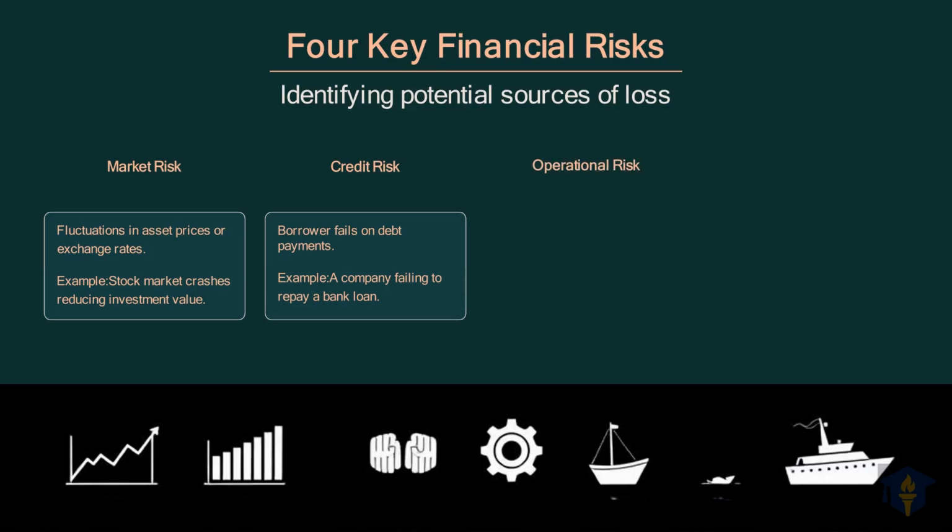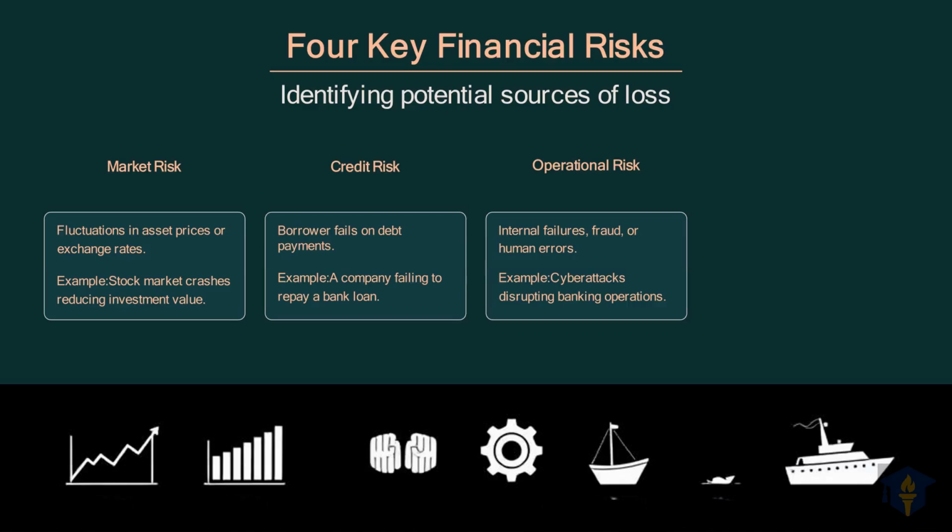Third, we have operational risk, stemming from internal failures, fraud, or human errors within an organization. This includes issues like system breakdowns, employee misconduct, or mistakes in daily operations. Think about cyber attacks disrupting a bank's operations. That's a clear example of operational risk.